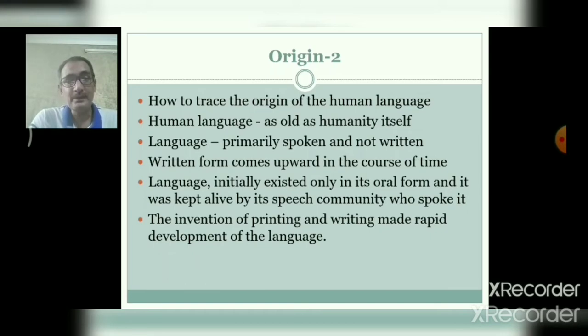Second thing, language is primarily spoken and not written. Now, what do we mean by this?